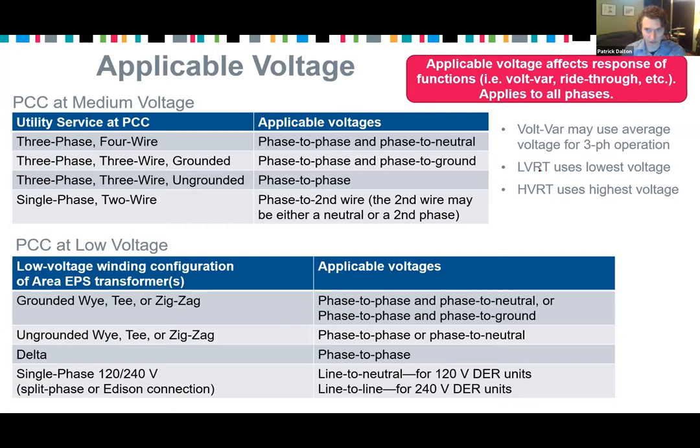And it's important because ride-through types of functions are required to use the lowest voltage, and then it's defined that for a three-phase, four-wire service you're measuring both phase-to-phase and phase-to-neutral. So it's just defining exactly how these are going to respond by including what's being measured.